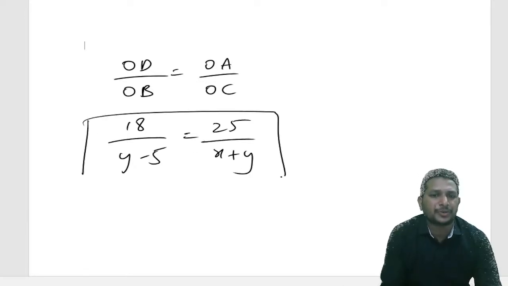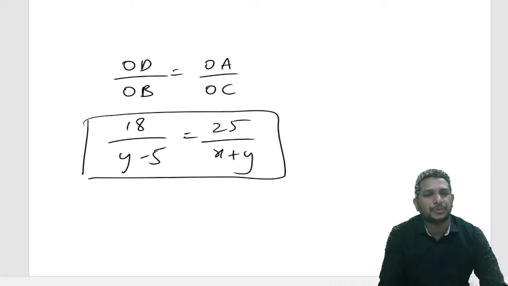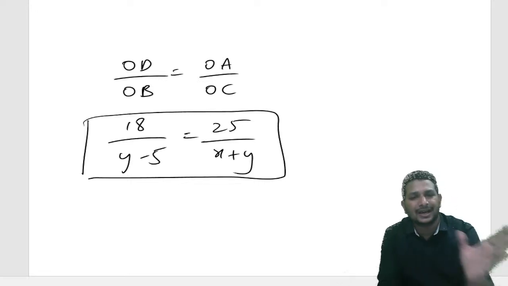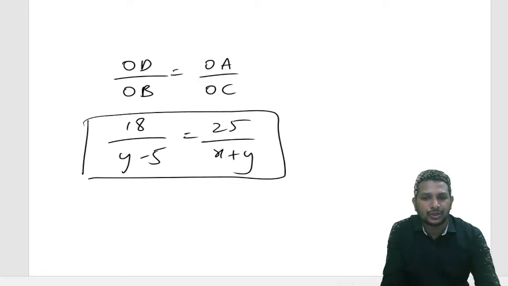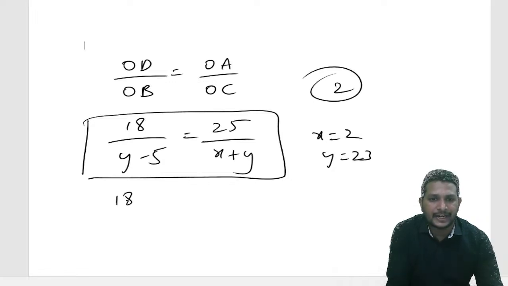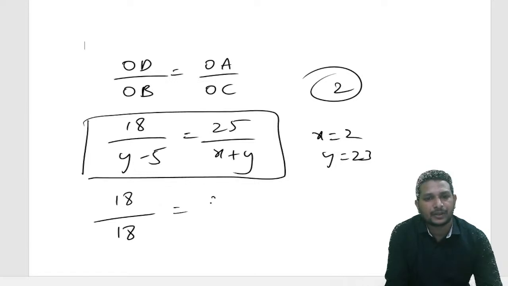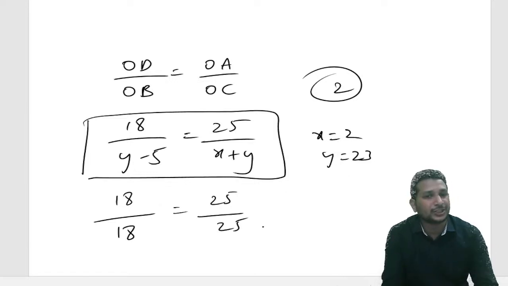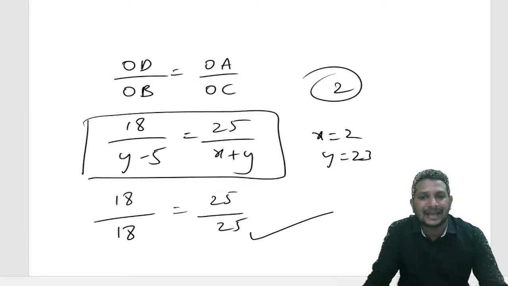So now we can go for option verification instead of solving it. What is the option verification over here? If you check each and every option, both the left hand side and right hand side should be equal. That is possible only for option 2, like x is 2, y is 23. I'll check that option. Taking option 2, 18 by 23 minus 5 is 18 by 18. X plus y means 2 plus 23, 25. Both are equal, right? So option 2 is the correct answer for this.